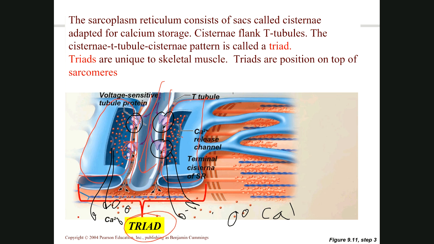So that tells you immediately calcium has something to do with muscle contraction. And the calcium is coming from inside the cell, from the storage place, which is the cisternae of the sarcoplasmic reticulum. So that's a little hint to the physiology of muscle.